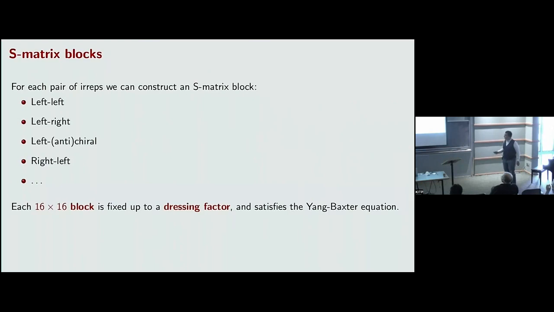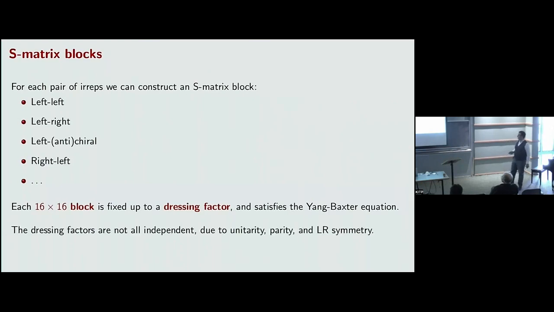So I only have to fix the dressing factors. Another lucky thing is that not all these dressing factors are independent, because, for instance, unitarity will relate some of them, parity will relate some of them, and also the symmetry between relabeling everything that I call left with everything that I call right, which is just an arbitrary label.